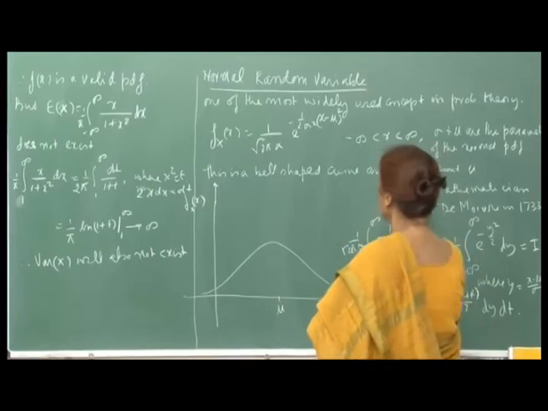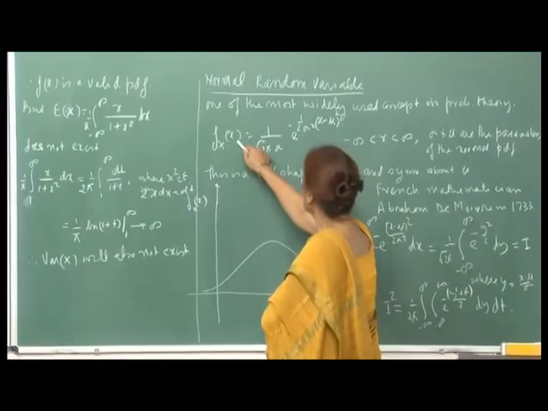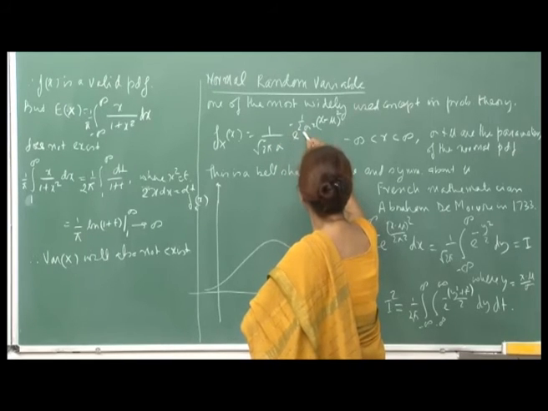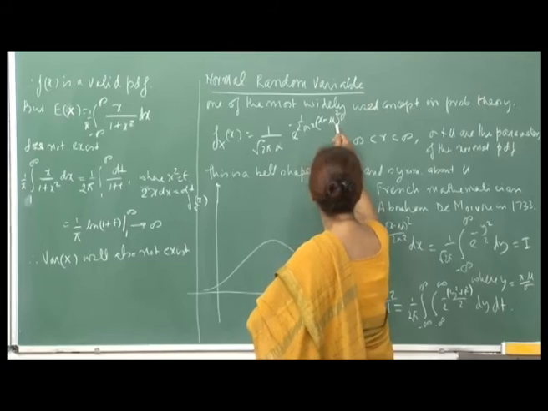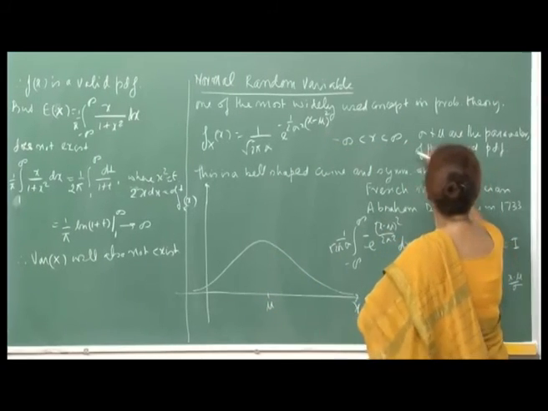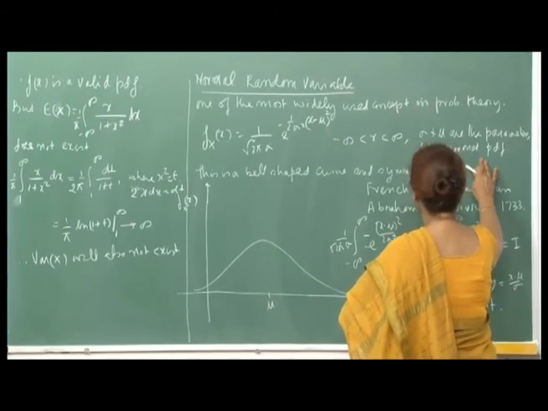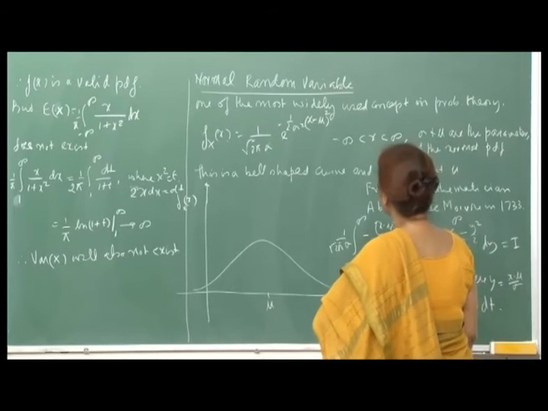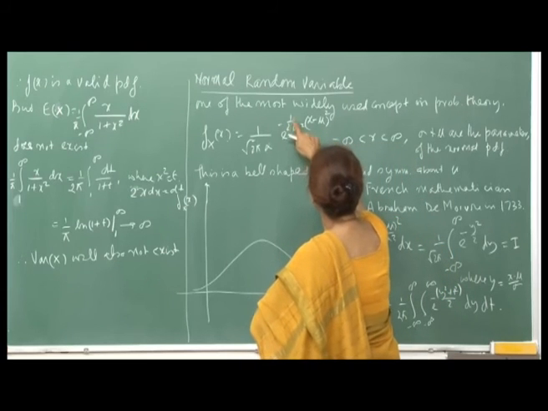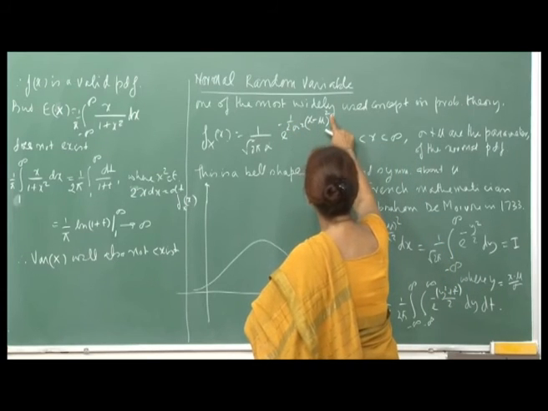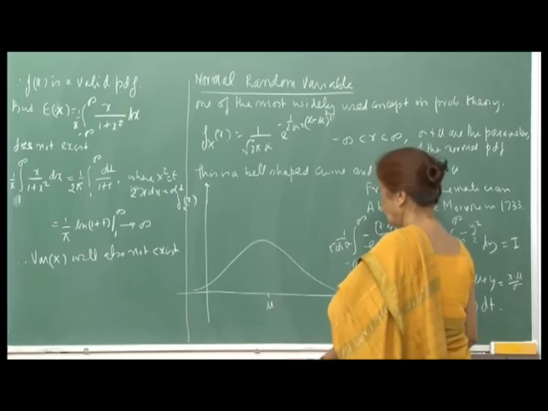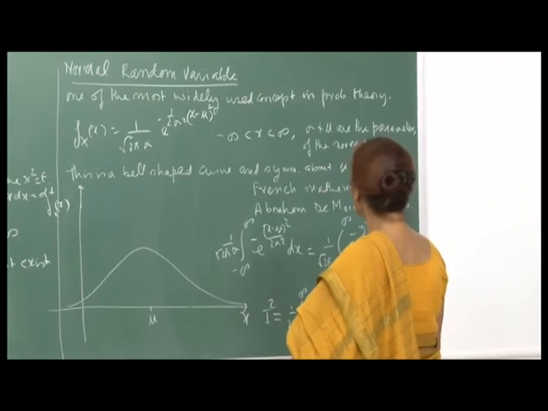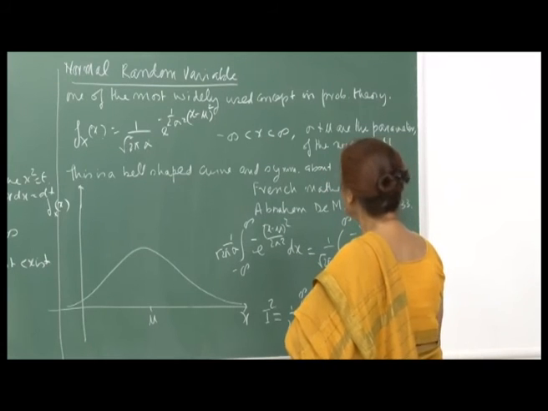The function is defined by 1 upon root 2 pi sigma, e raised to minus 1 by 2 sigma square (x minus mu) whole square, where mu and sigma are the parameters of the normal PDF, and x varies from minus infinity to infinity. Now, look at e raised to minus 1 by 2 sigma square (x minus mu) whole square. People have already drawn the graph for different values of mu and sigma.